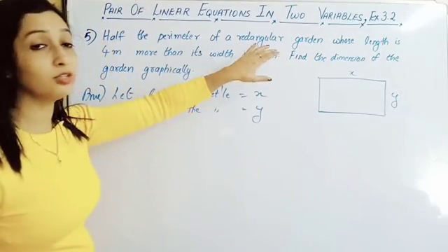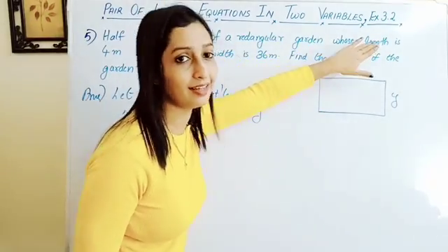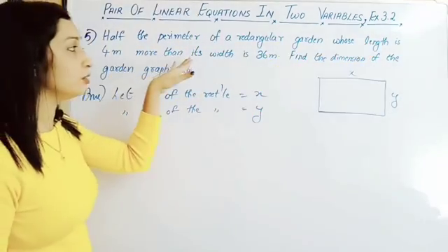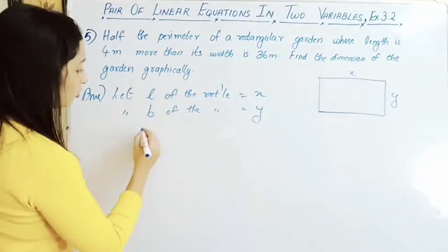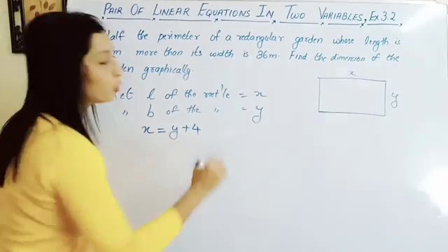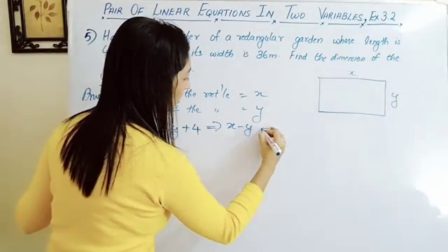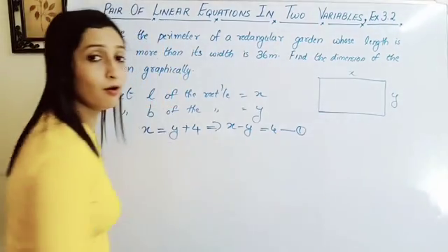Now what is the condition they have given? Half the perimeter of a rectangular garden whose length is 4 meter more than the width. So our length is 4 meter more than the width, which implies x minus y equals 4. This is our first equation.